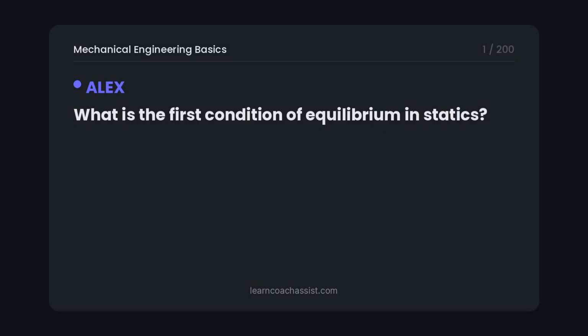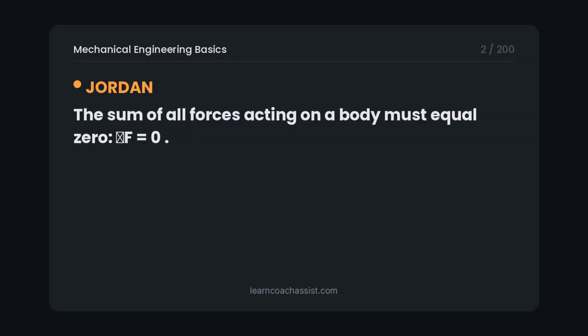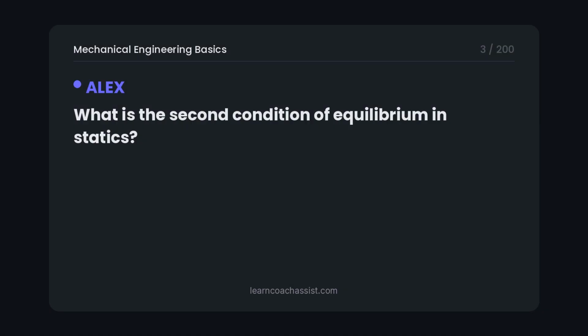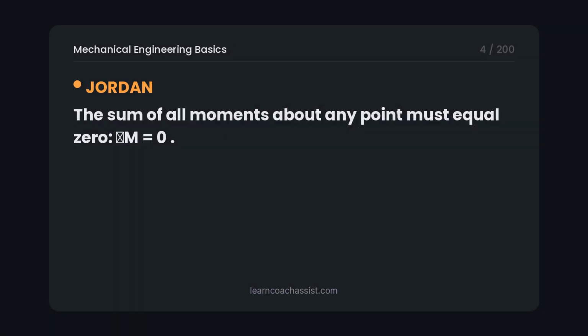What is the first condition of equilibrium in statics? The sum of all forces acting on a body must equal 0, sigma F equals 0. What is the second condition of equilibrium in statics? The sum of all moments about any point must equal 0, sigma M equals 0.